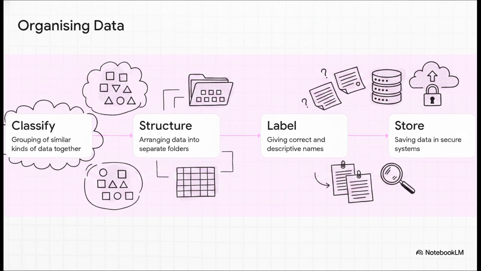First up is classification, logically grouping similar kinds of data together. Second is structuring, carefully arranging that classified data into separate hierarchical folders or a strict tabular format. Third is labeling, actually taking the time to give your files clear, highly descriptive names so you know what they are. And finally, storage, saving this beautifully organized data securely in appropriate, easily accessible systems.